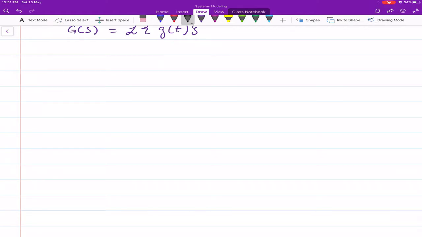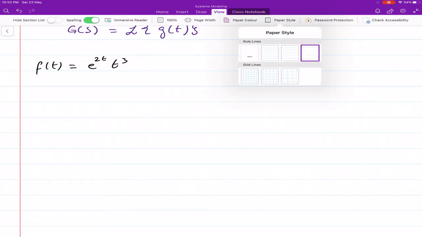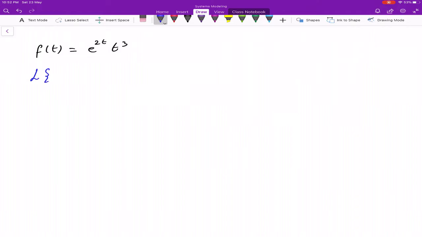Let's say you have a function f of t is equal to e to the 2t times t to the third. The Laplace transform of this function, e to the 2t times t to the third, is what we are going to find. That's the Laplace transform of the main function, meaning that the function f of s is equal to that.